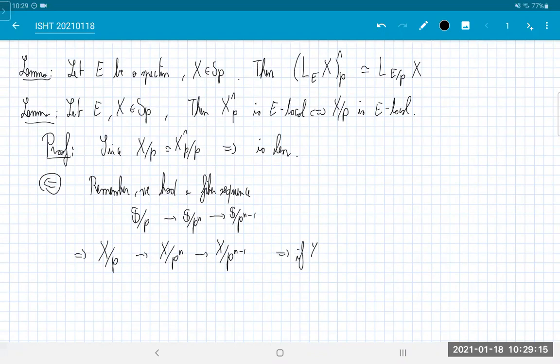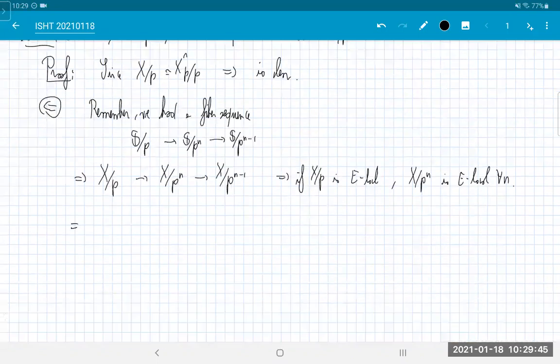Therefore, if X mod p is E-local, then X mod p^n is E-local for every n. That's by induction on n, using that E-local spectra are closed under extensions. But then the p-completion, which we have seen to be the limit of X mod p^n, is E-local, since E-local spectra are closed under limits.